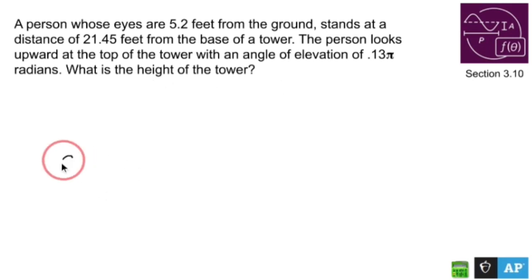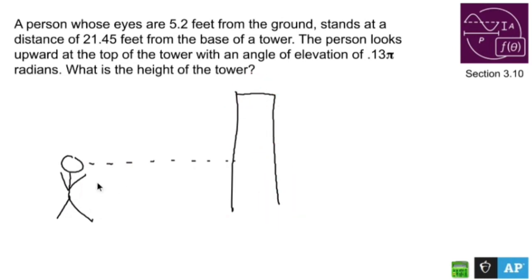Let's draw this out. This is where you're going to really see my amazing artistic skills. There's our guy. He is looking at a tower. We don't know how tall the tower is. That's kind of the point. All right, so here is a tower. What we do know is this guy is 5.2 feet from the ground.